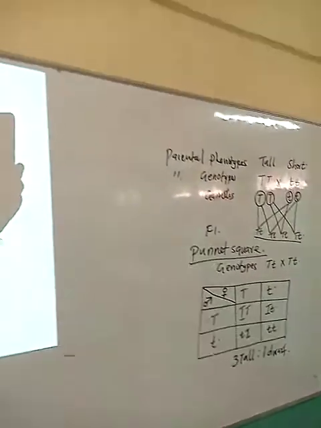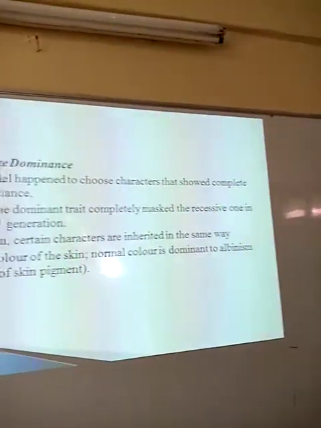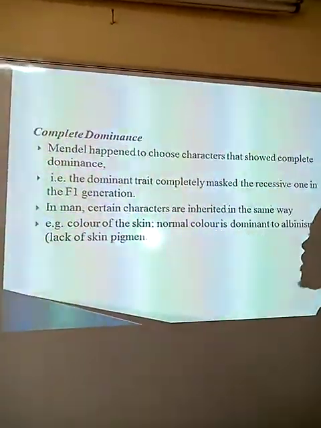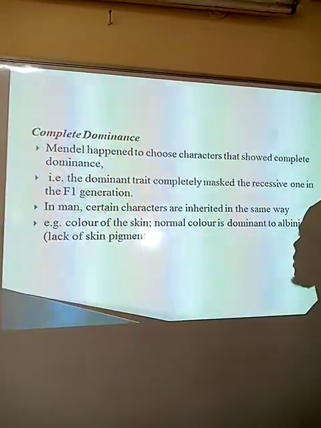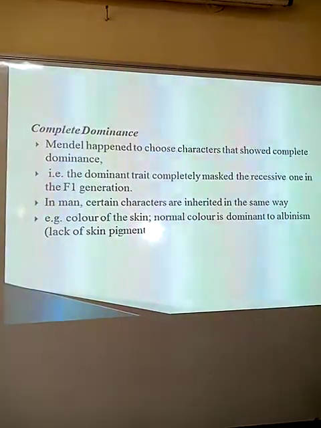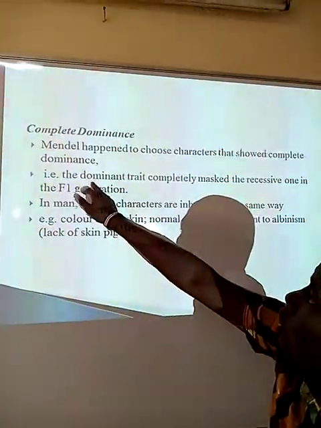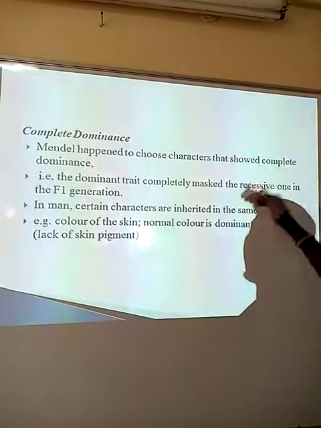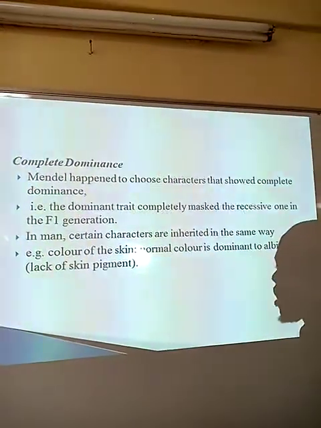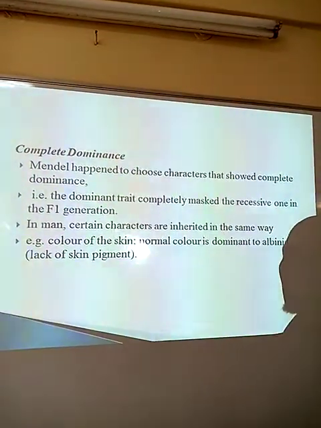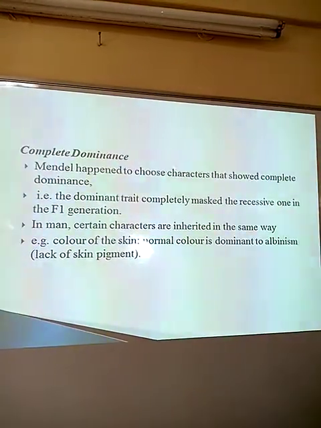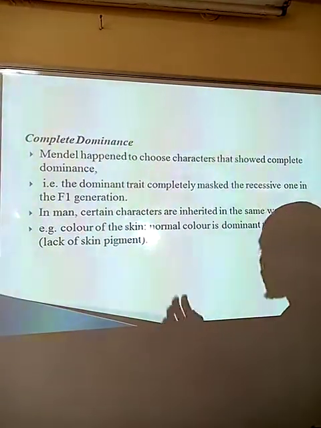So let us look at what we refer to as complete dominance. When we say something is completely dominant over the other, Mendel happened to choose characters that showed complete dominance. That is, the dominant trait completely masked the recessive one in the F1 generation. That is why when a tall pea plant was crossed with a dwarf pea plant, the F1 generation were all tall, because the gene for tallness was dominant over that which is dwarf.